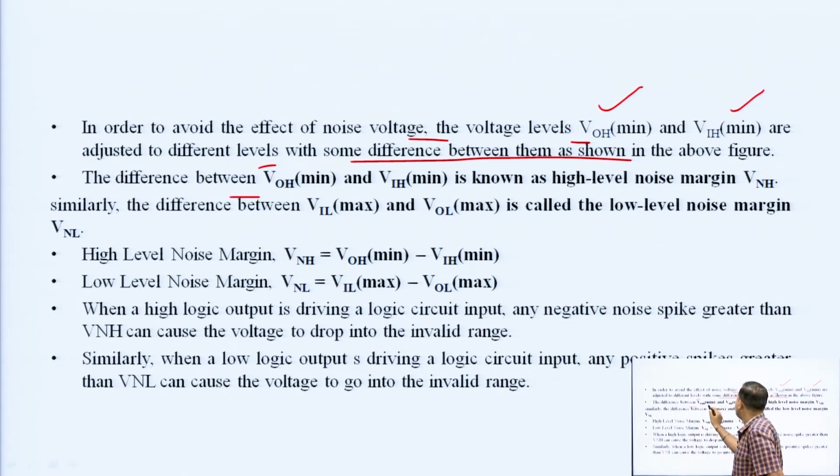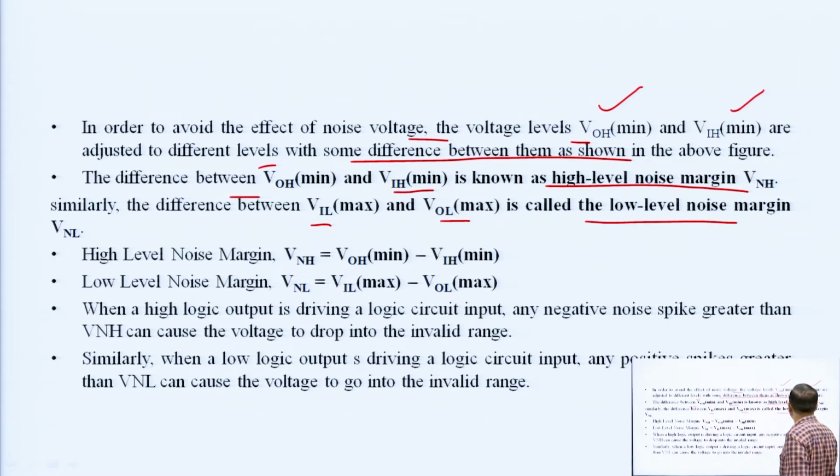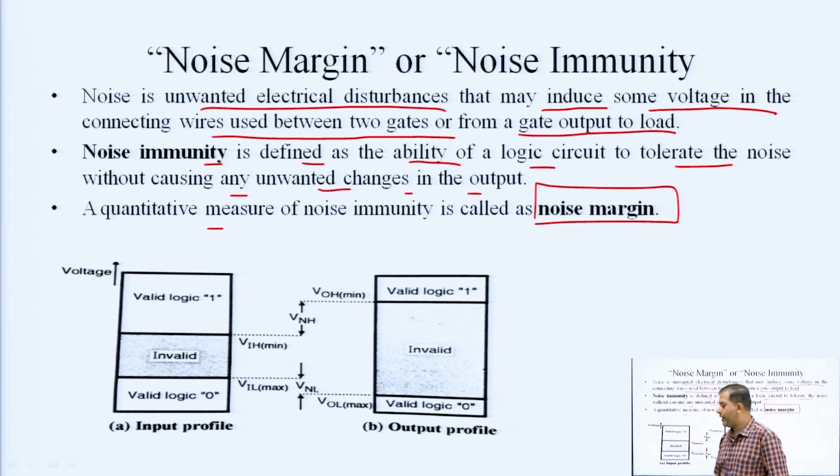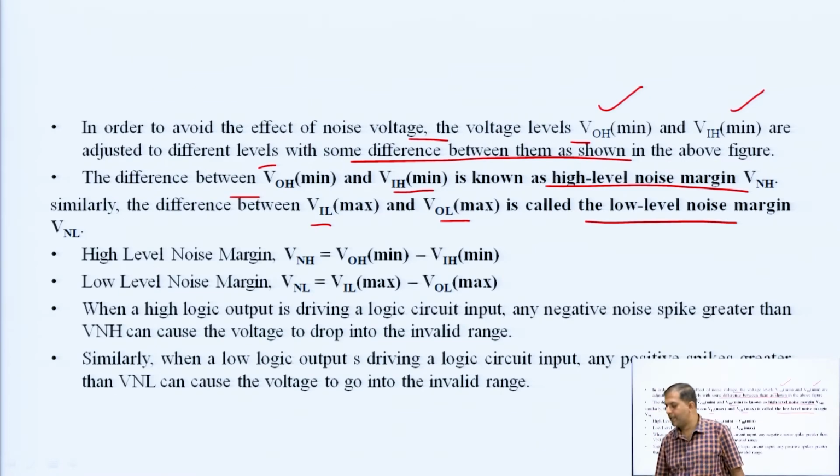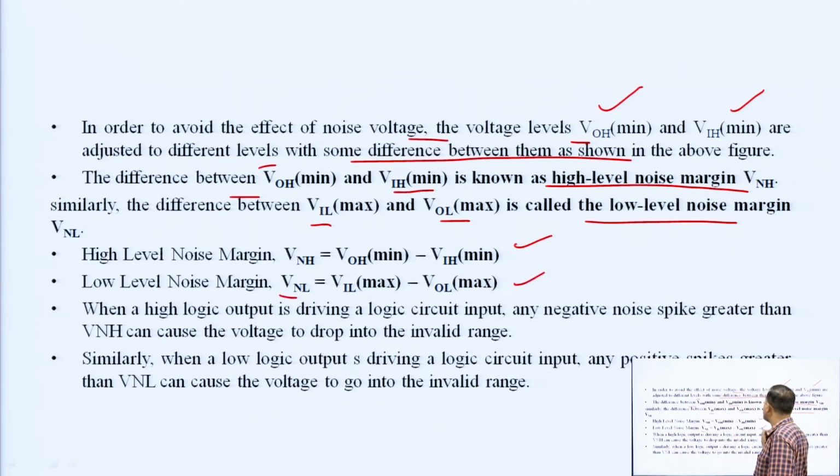The difference between VOH min and VIH min is known as the high level noise margin, and the difference between VIL max and VOL max is called the low level noise margin. You can see from this diagram, okay, VNH and VNL. These two parameters you can discuss. So, what is VNH? VNH is VOH min minus VIH min, and the low level noise margin VNL is VIL max minus VOL max. Right? Got it?